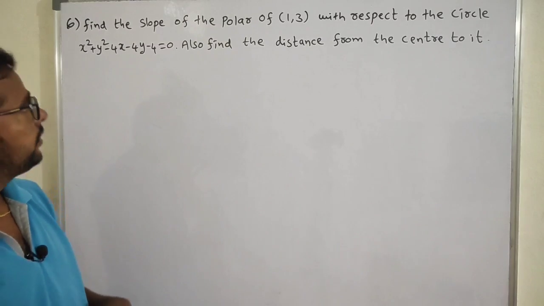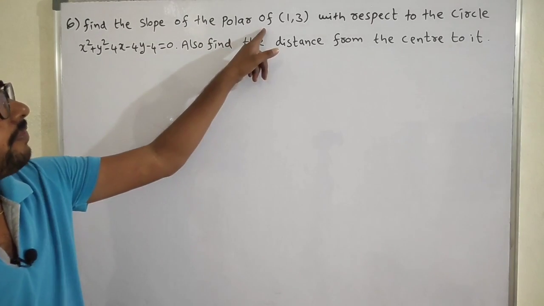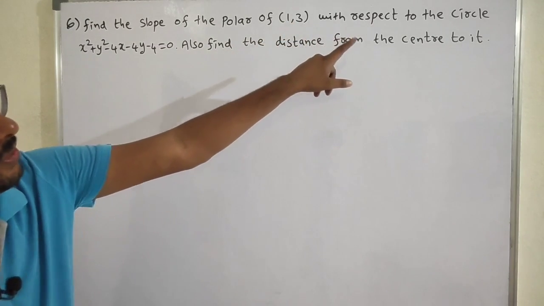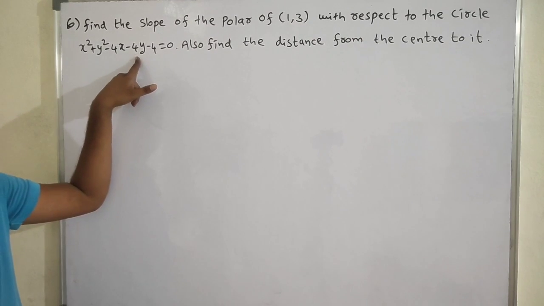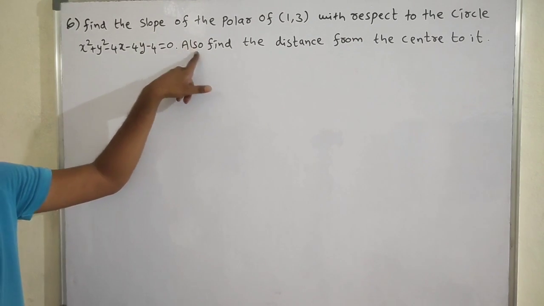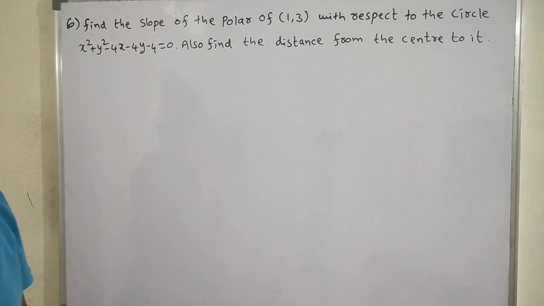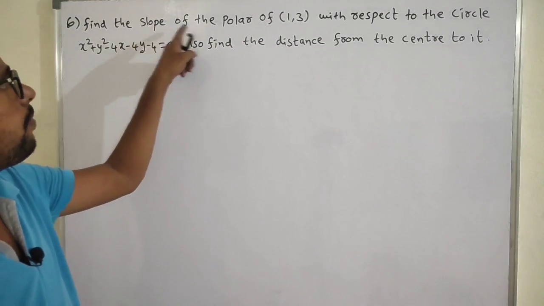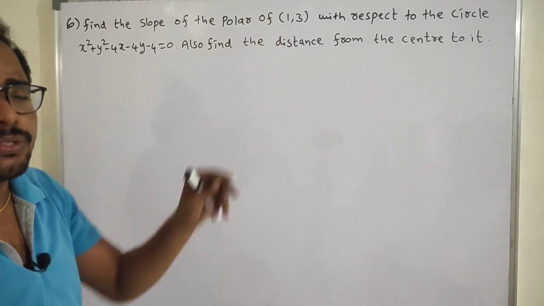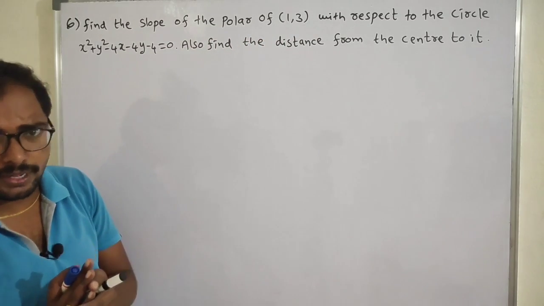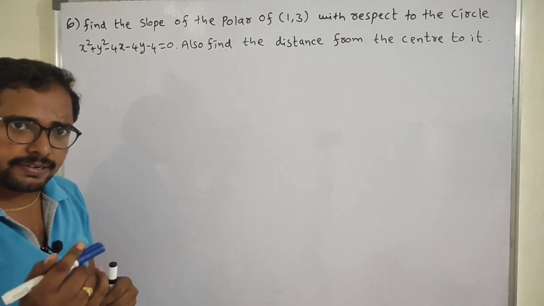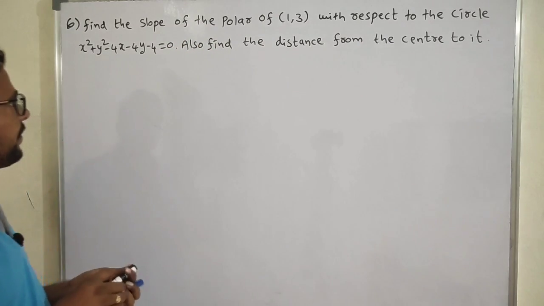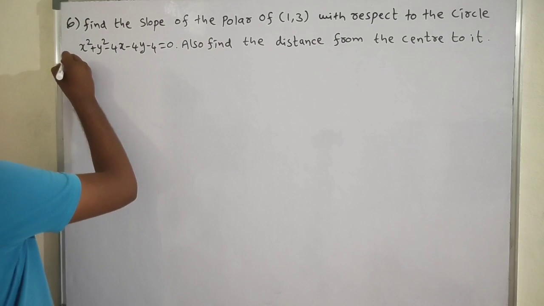Now, sixth question. Find the slope of the polar of (1, 3) with respect to the circle x squared plus y squared minus 4x minus 4y minus 4 equals 0. Also find the distance from the center to it. What we have to find here is the slope of the polar of (1, 3). We don't know the polar, so first find the equation of the polar, then the slope.